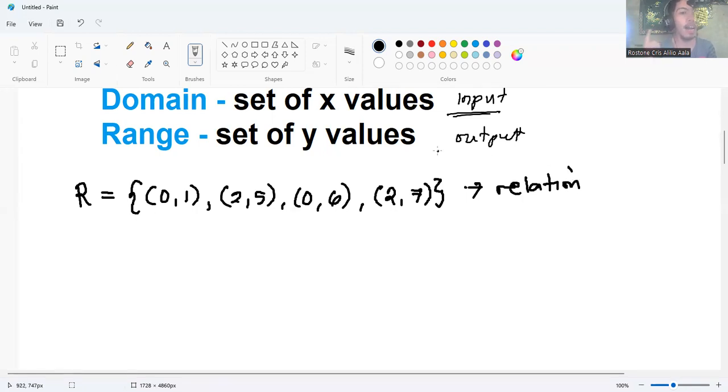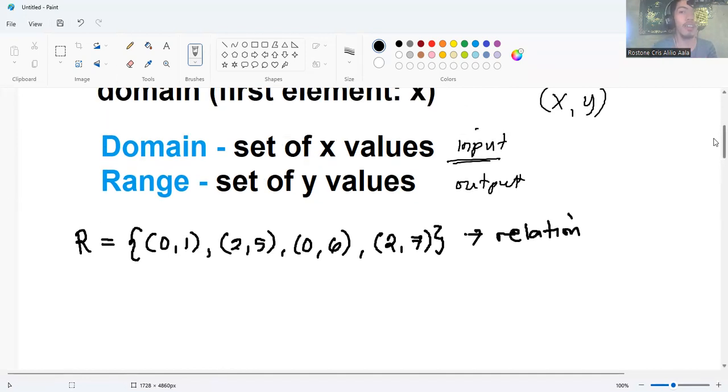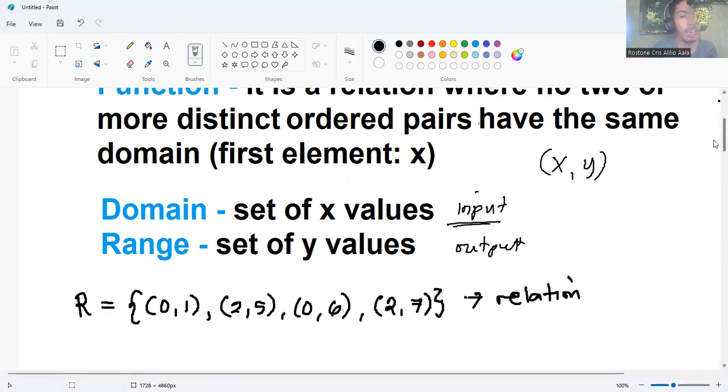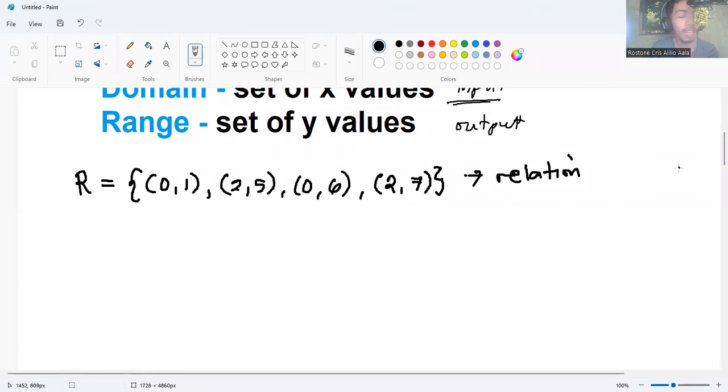Ngayon, ano nga ba ang function? Kasi pinag-uusapan natin yung relation. Ang sabi kasi sa function, ang definition niya is, pag sinabi nating function, it is a relation where no two or more distinct ordered pairs have the same domain or first element. Kung titingnan natin yung set R natin, ang mga first element natin ay 0 and 2. Kasi 'di ba kung mapapansin niyo 0 and 2 lang ang first element. 0, 2, 0, 2. So, yan ang tinatawag na input or yung domain.